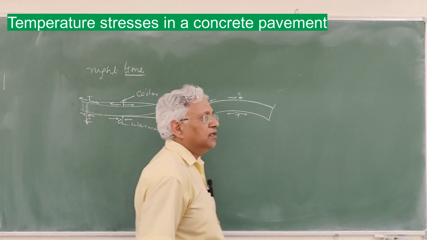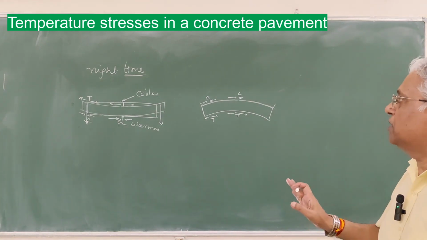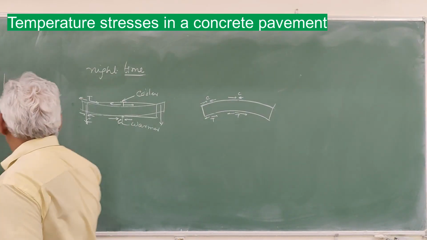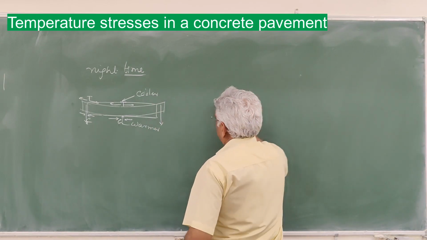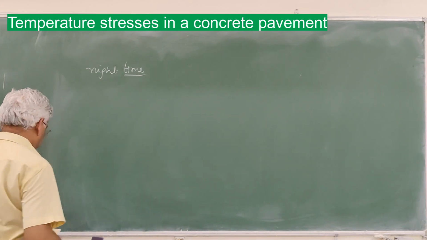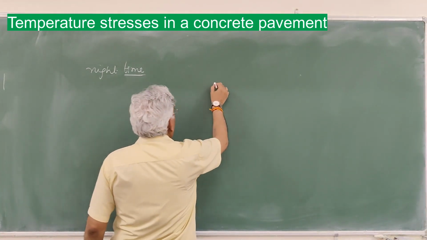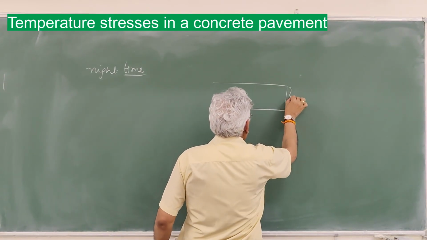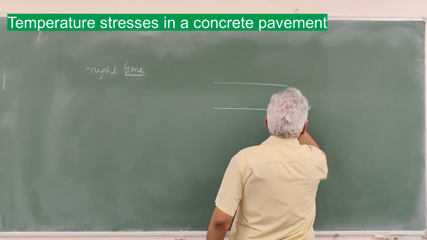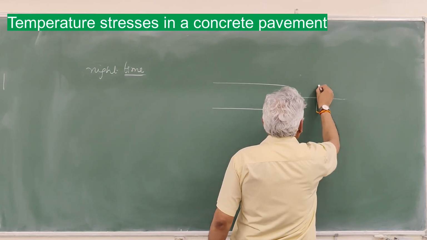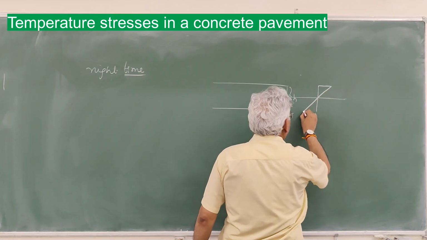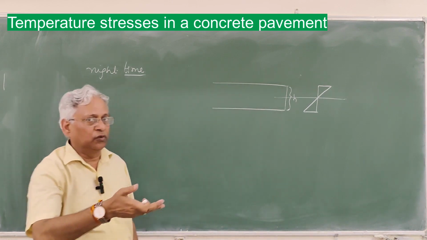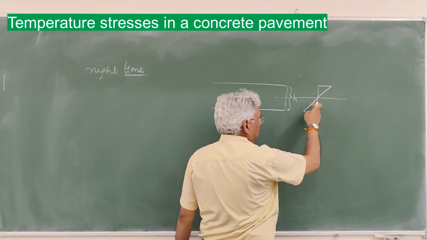Now let us see how do we calculate these warping stresses in a slab. Let us take the thickness of the slab as H, and this is the neutral axis. Above this you have a positive temperature, and below this you have the negative temperature. It can be reverse also, it can be negative, it can be positive.